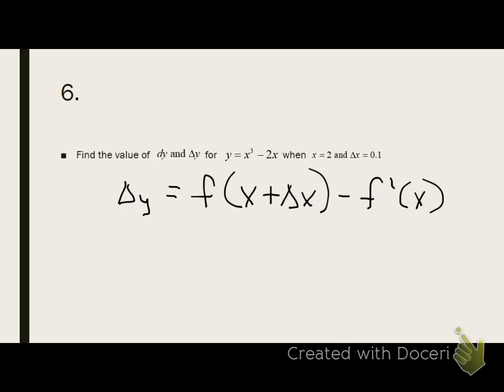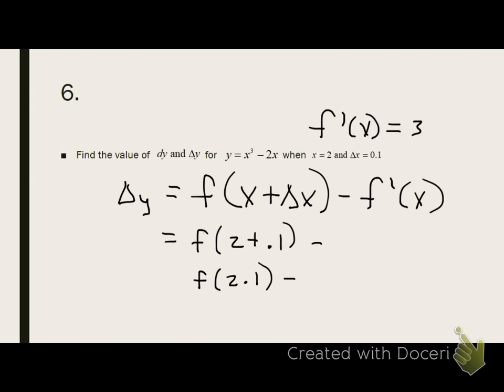Nice. Well done. So, f of x, what's x? What's delta x? So I'm actually going to find f of 2.1 minus f of x. Now what I recommend doing is finding f prime of x real quick, which we know is 3x squared minus 2. And you're going to find f prime of 2.